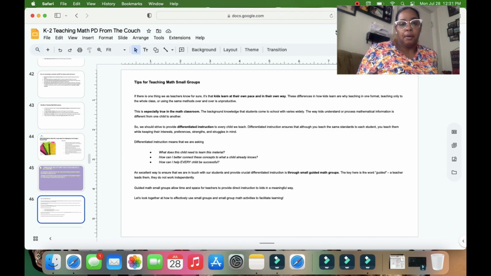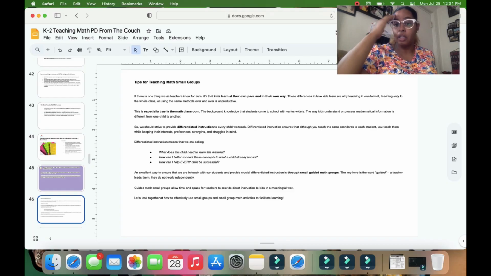So we should strive to provide differentiated instruction to teach every child, and that just means that we're asking: what does this child need to learn this material better? How can I better connect the concepts to what the child already knows, and how can I help every child be successful? An excellent way to ensure that is to touch in with our students and provide crucial differentiated instruction throughout the small guided math groups.